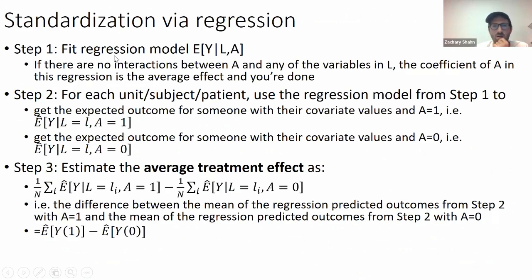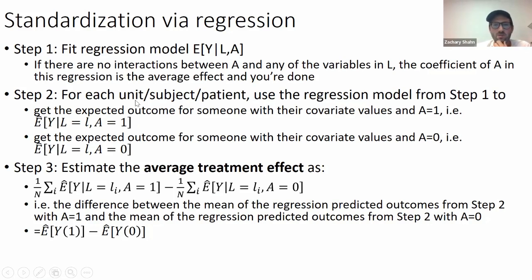So step 1, fit the regression model for the expected value of the outcome given covariates and treatment. If there are no interactions between treatment and any of the covariates, then you're done after this step. You don't have to do the rest because then the coefficient of A in this regression is just going to be the average effect. But if there are interactions between treatment and any of the covariates, then you need to go on to these other steps as well.